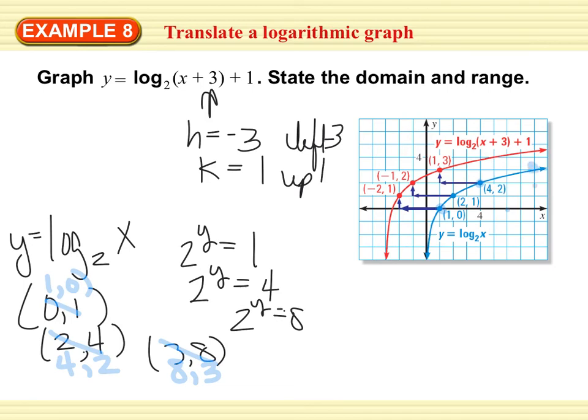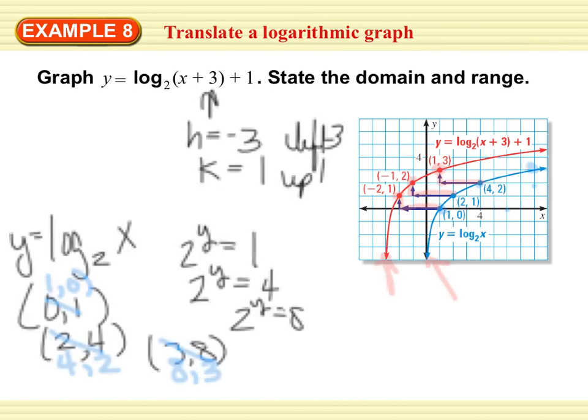So once I plot those 3 points, I'm going to go ahead and move left 3 and up 1. Left 3 and up 1. And if you see me do my homework, it's exactly what I do. I plot the original points. I may not draw the curve, but I plot the original points, then I move them and plot the new one.